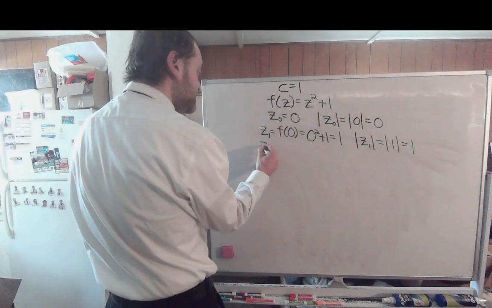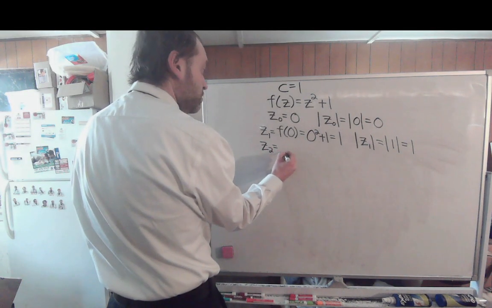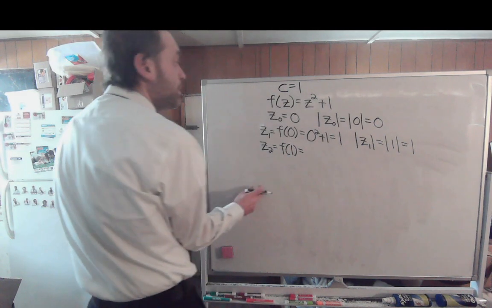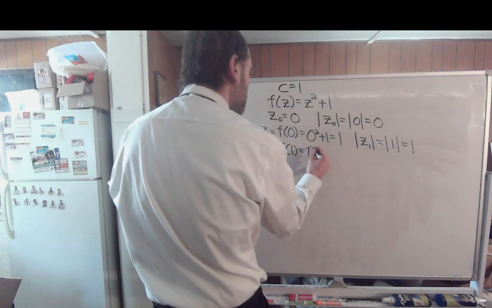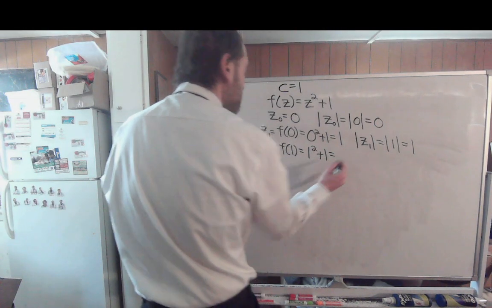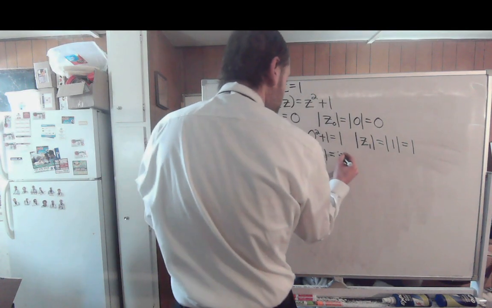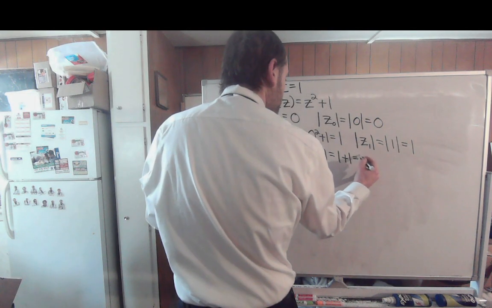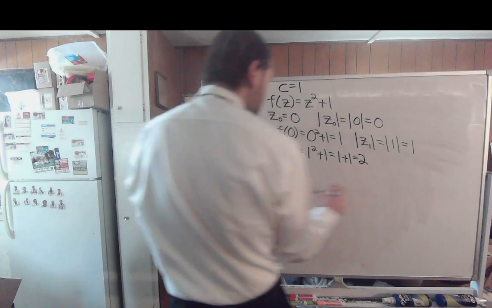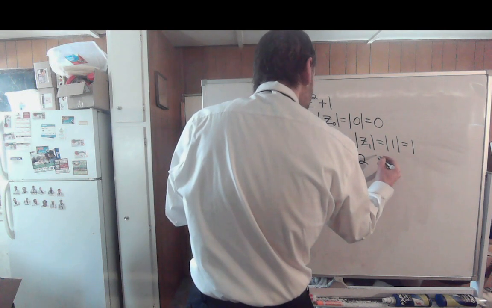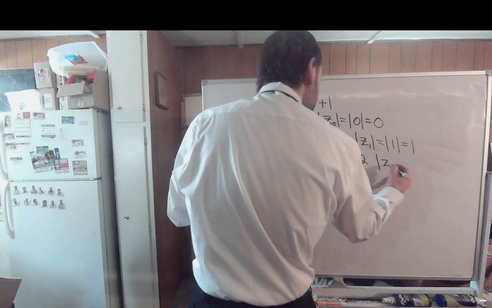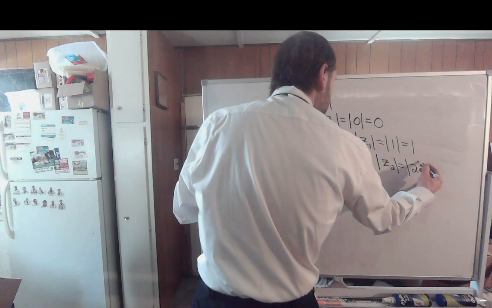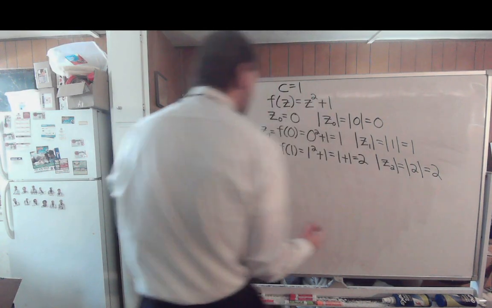Now to find z sub 2, we're going to take what z sub 1 was. We'll take f of 1, which would be our 1 squared plus 1, which is, of course, going to be 1 plus 1, which would equal 2. The absolute value of z sub 2 equals the absolute value of 2, which of course equals 2.